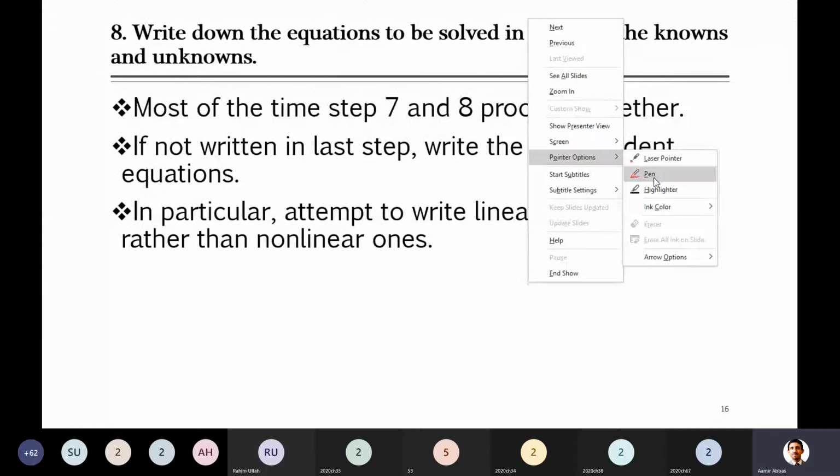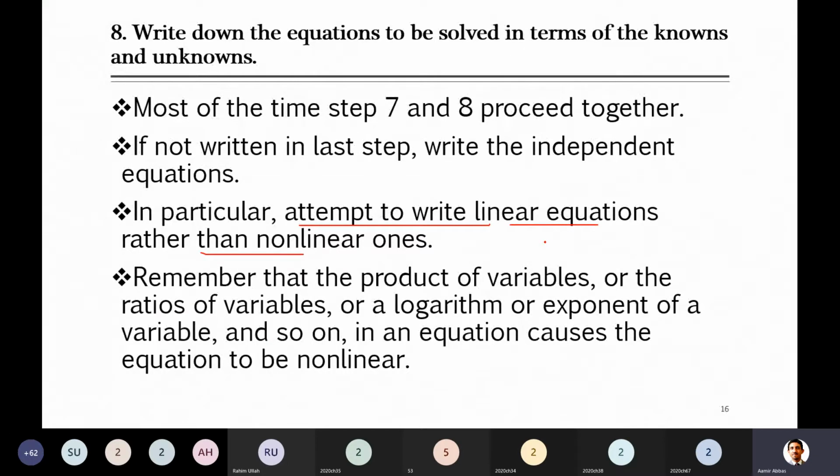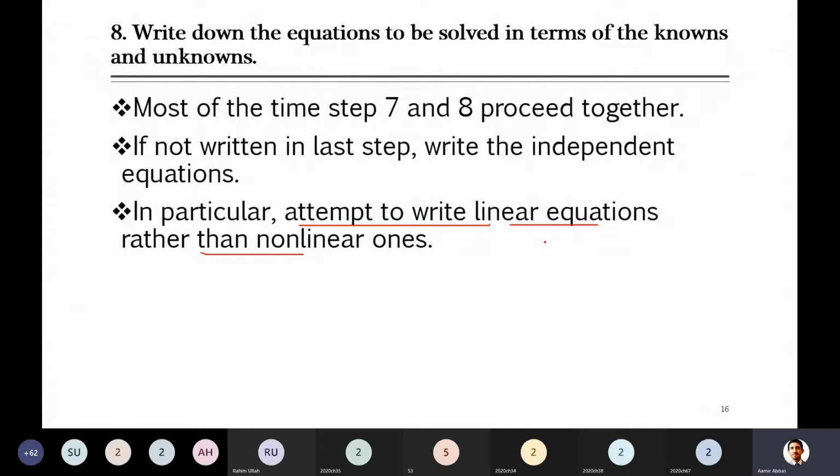Here is one thing to keep in mind while you are writing the equations: it's better to write linear equations instead of non-linear ones, unless some equations are non-linear and you can't get rid of them, and that's fine. But if you have the option, it's better to write linear equations. So for example, can you give me the general form of a linear equation?